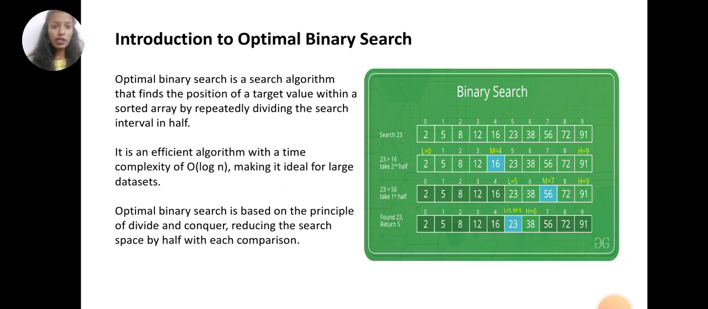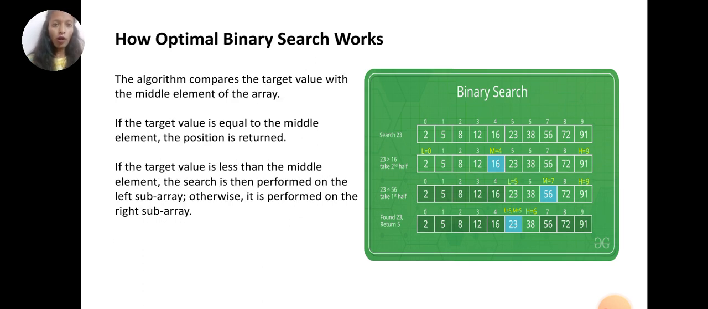Optimal binary search is based on the principle of divide and conquer, reducing the search space by half with each comparison. How does optimal binary search work? The algorithm compares the target value with the middle element of the array. If the target value is equal to the middle element, the position is returned. If the target value is less than the middle element, the search is then performed on the left subarray, otherwise it is performed on the right subarray.